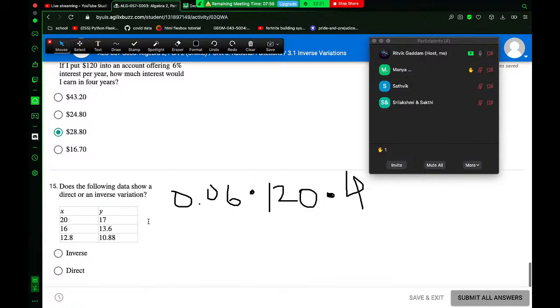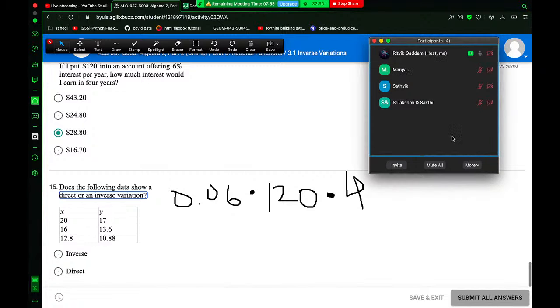If you want to do this one, then raise your hand in the chat. Nobody wants to do this one? Oh, okay. Sri Lakshmi, you can go for 15. Well, this is kind of a weirder problem because both of them decrease.